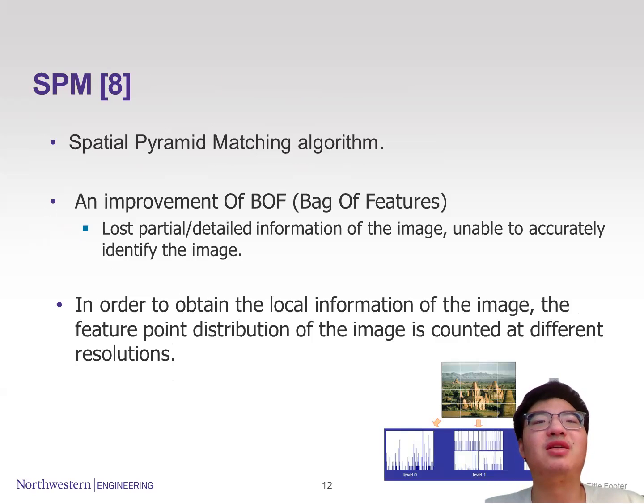SPM is an improvement of the bag of features, because the bag of features always loses partial information of the image and is not able to accurately identify the image. In order to obtain the local information of the image, the feature point distribution of the image is counted at different resolutions.